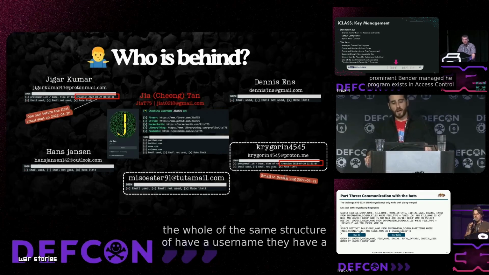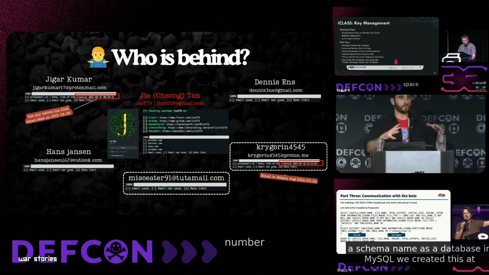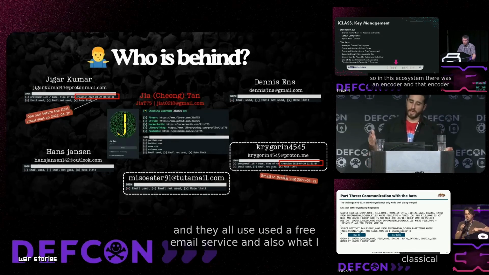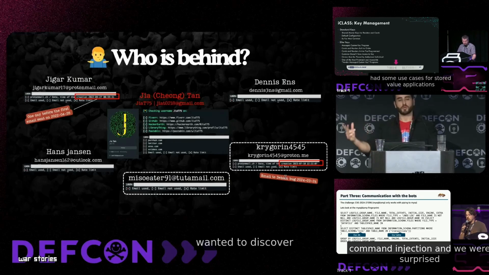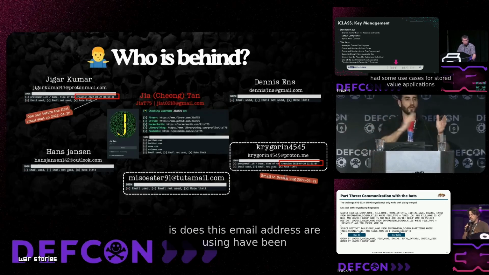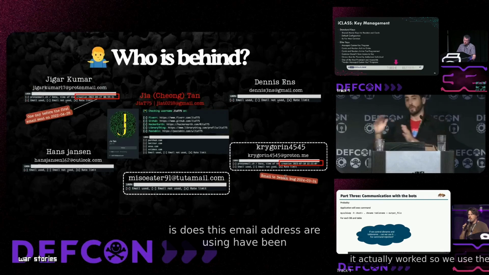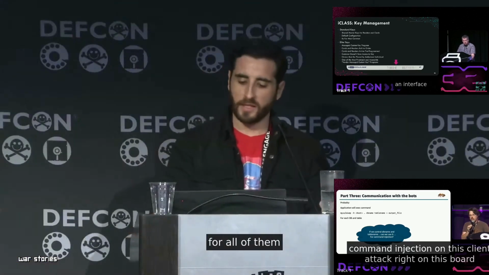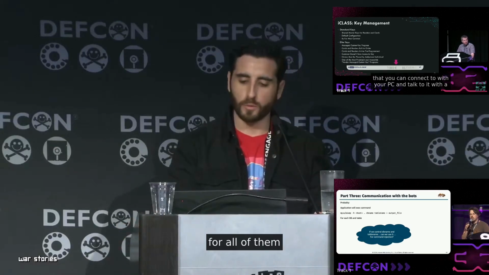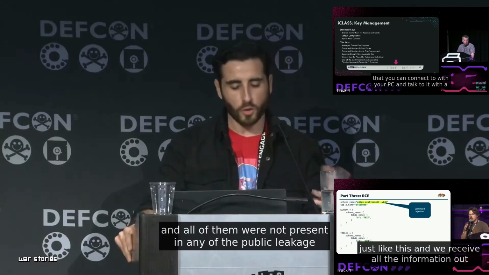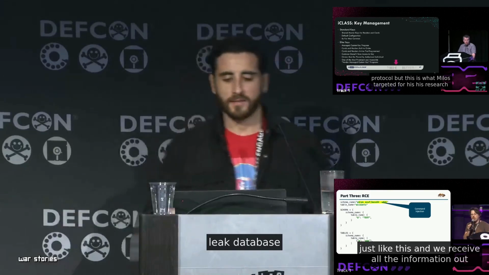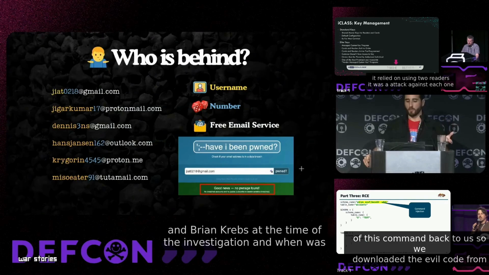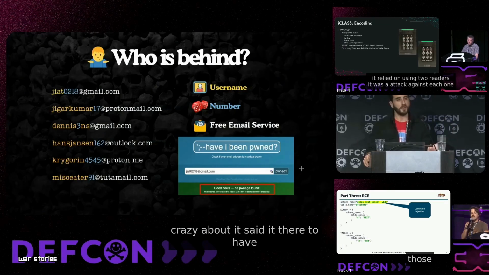So Jigar Kumar, Hans Jensen, and Dennis Ens were part of the first pressure campaign. And the second one, Misoeter and Grigorin, was part of the second pressure campaign, which occurred between the release of version 5.6.0 and the release of version 5.6.1. What is interesting is that if you look at the structure of these email addresses, they all have the same structure. They have a username, they have a number, and they all used a free email service.